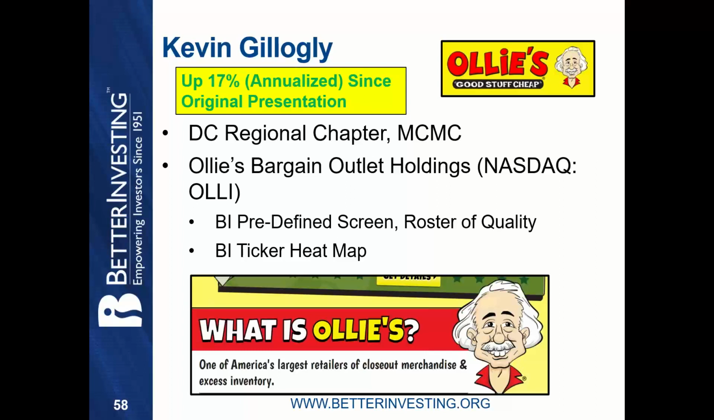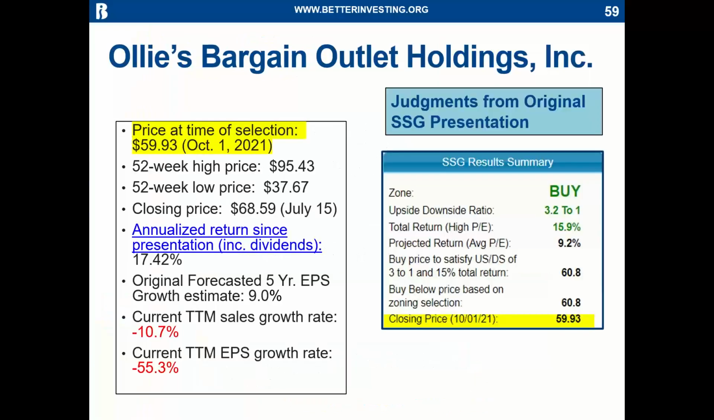And now we're coming back to me, and I'm going to talk to you about Ollie's. It's up 17% annualized since we did our original presentation. I think it was October of last year. They are in the bargain outlet venue. Here's what my original SSG is over on the right. It was 3.2 to 1, a 15% return. That was when it was selling at $59.93. Here's where its 52-week high is, and there's its 52-week low. And it's closed up a little bit from where we are.